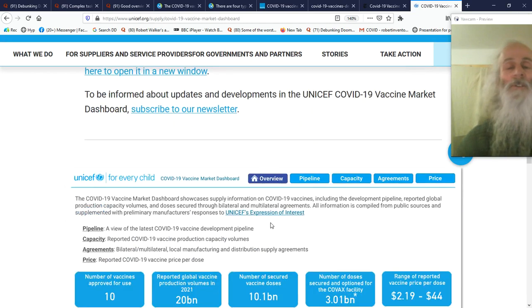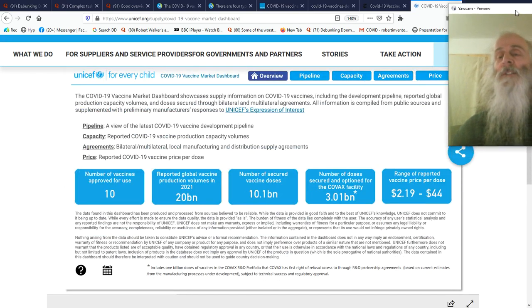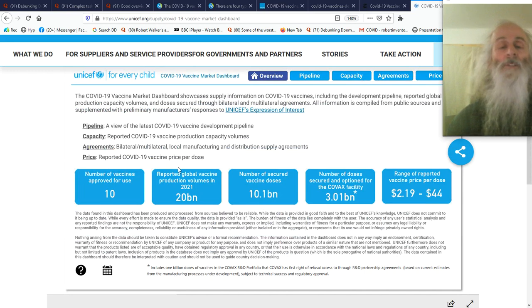This is very useful for keeping track of the vaccines. Especially look here at the number of secured vaccines. These are vaccines that the manufacturers have already promised to make: 10.1 billion vaccines. Some of those are single dose, the J&J ones. Even if they're all double dose, that's enough for 5 billion people.